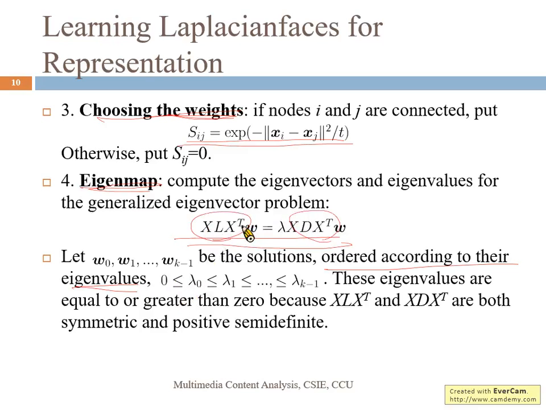As we said before, both these two matrices are symmetric and positive semi-definite. Therefore, the eigenvalues are always larger than or equal to 0. If we sort them, then we can pick the largest k eigenvalues, and then we get the largest k eigenvectors. These eigenvalues are greater than or equal to 0 because these two matrices are symmetric and positive semi-definite.